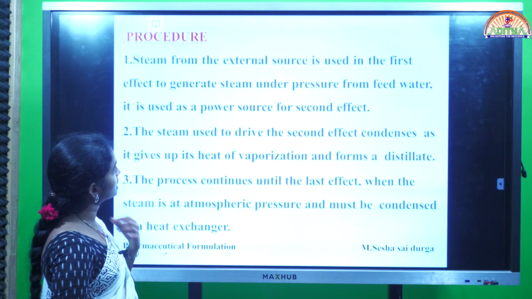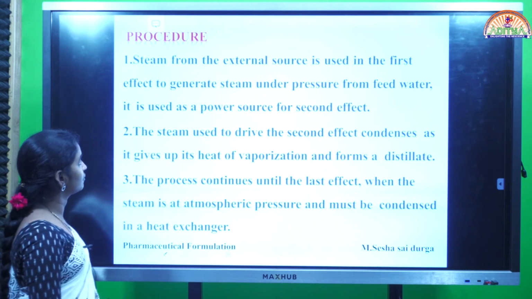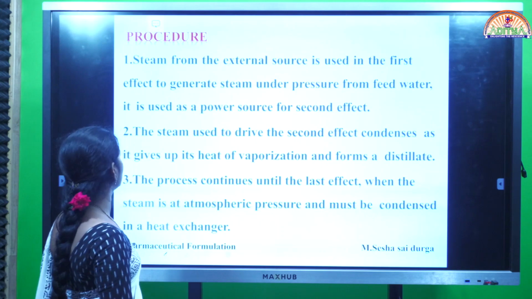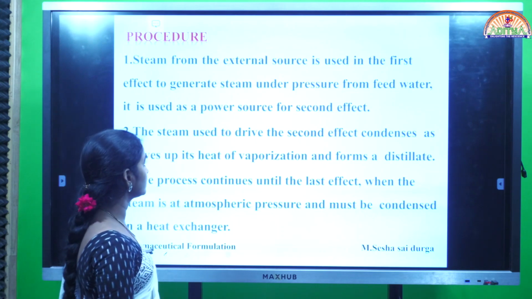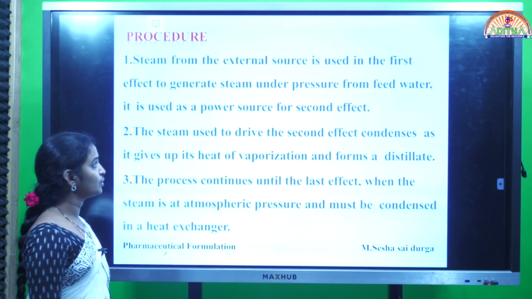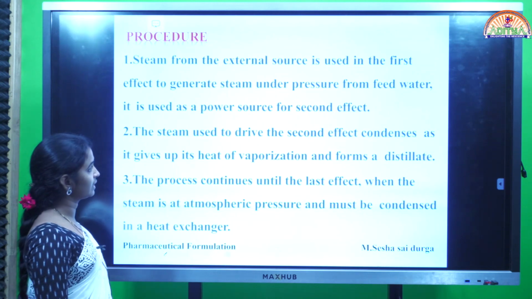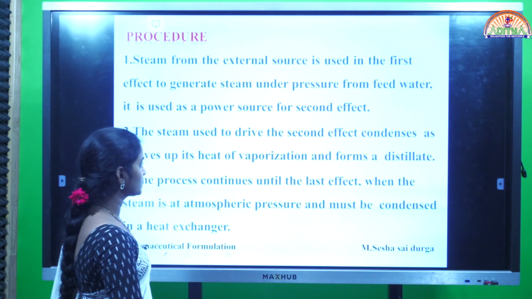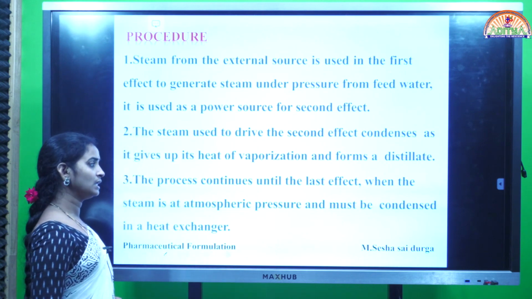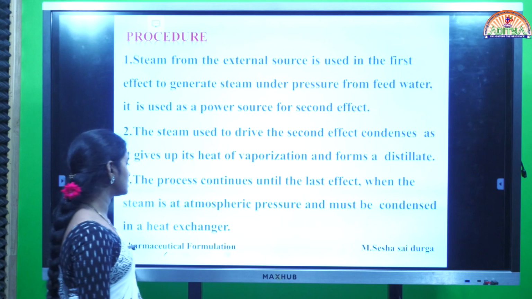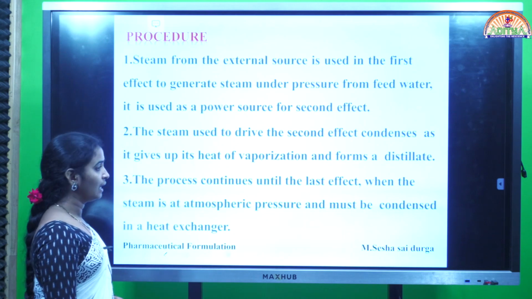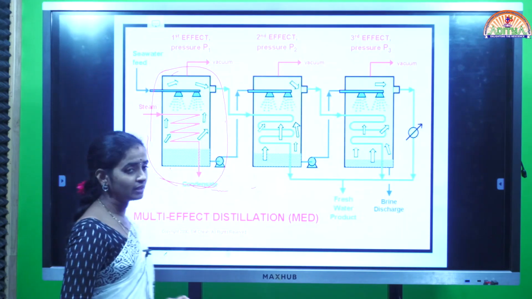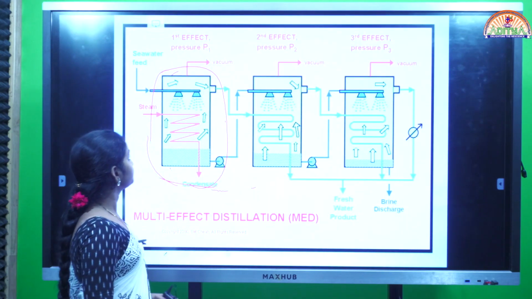Steam from the external source is used in the first effect to generate steam under pressure from feed water. It is used as a power source for the second effect. The steam used to drive the second effect condenses as it gives up its heat of vaporization and forms distillate. The process continues until the last effect, when the steam is at atmospheric pressure and must be condensed in a heat exchanger. If you see the diagram, then we can understand.